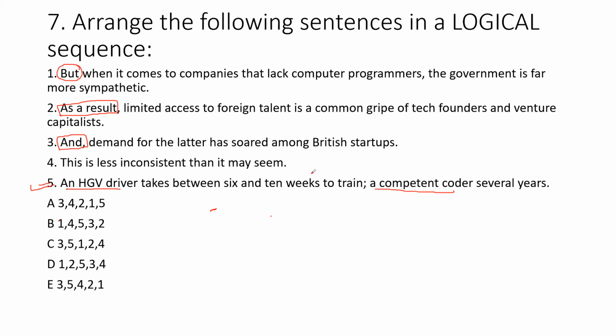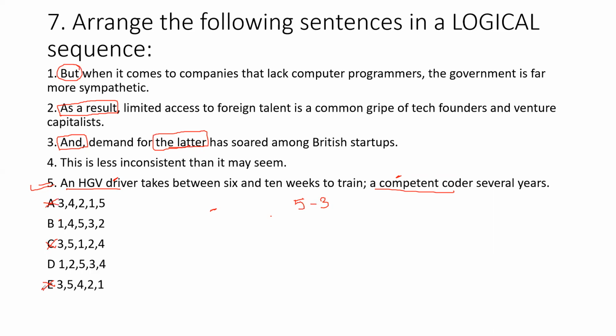If you look at this word, the demand for the latter in sentence 3. So what is latter? We can see HGV driver, competent coder, there are two, and the latter would be coder. So I can identify that 5-3 is a pair. Now, if 5-3 is a pair, it becomes easier because I can eliminate a couple of options. I can eliminate option A, option C, and option E. So we're left with option B and D.